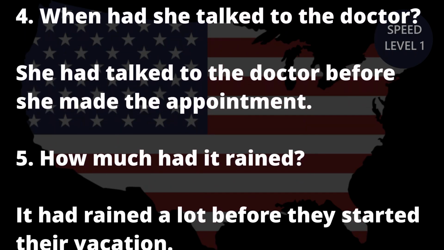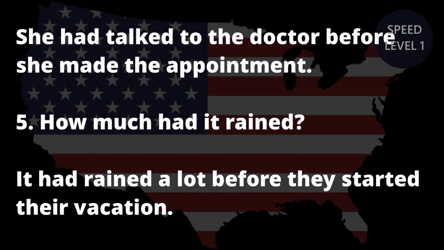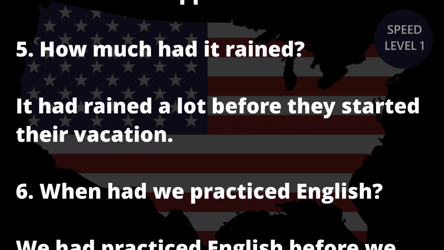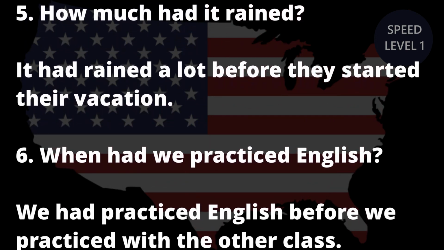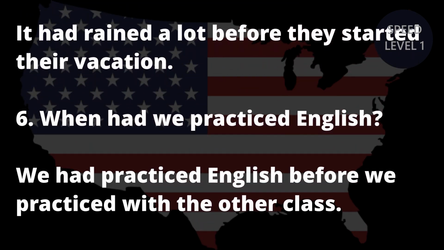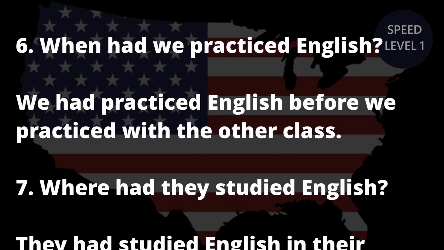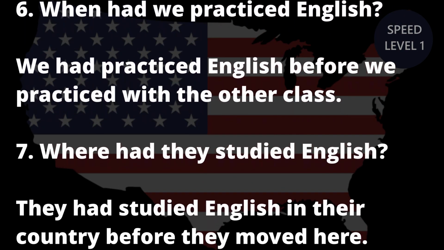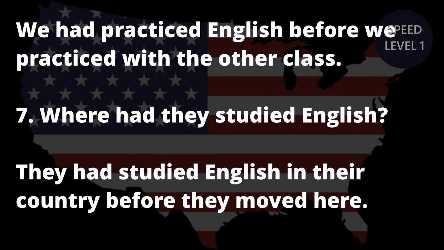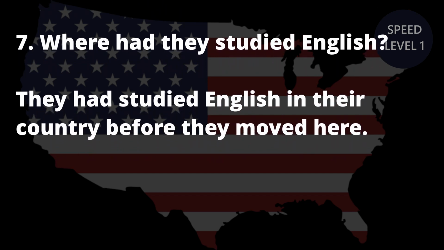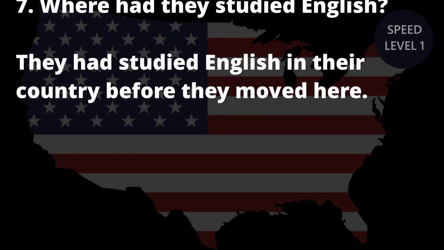5. How much had it rained? It had rained a lot before they started their vacation. 6. When had we practiced English? We had practiced English before we practiced with the other class. 7. Where had they studied English? They had studied English in their country before they moved here.